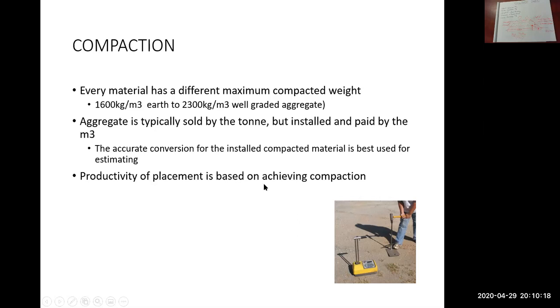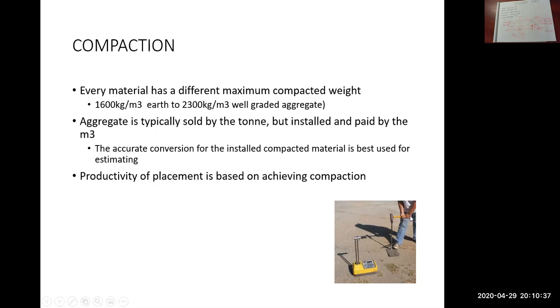So placement is based on achieving compaction. Your crew, again, would need some type of compaction equipment. This photo down here is a quality control technician using a nuclear densometer. That's what this machine is.